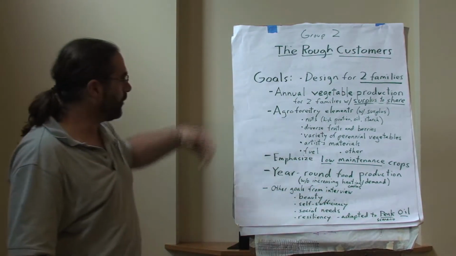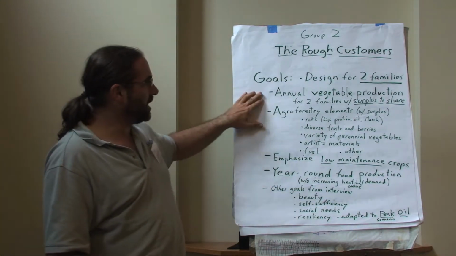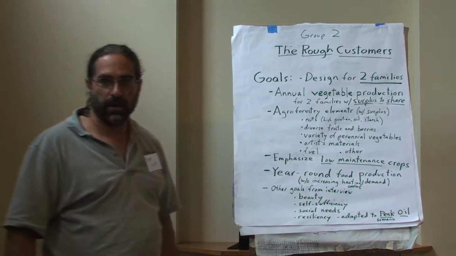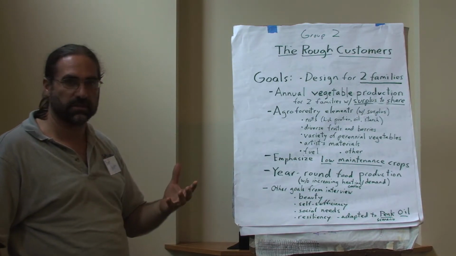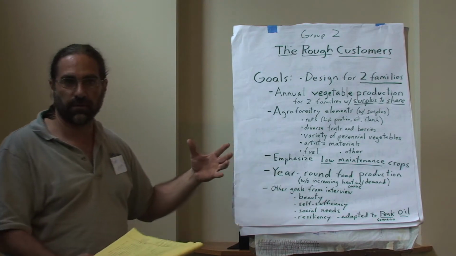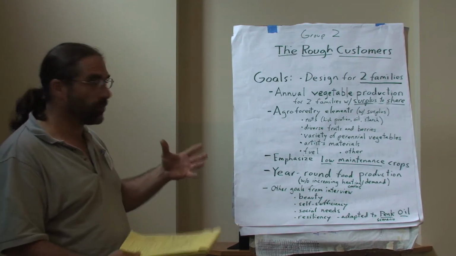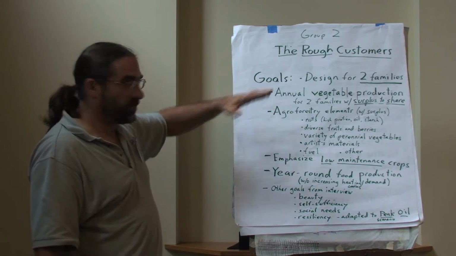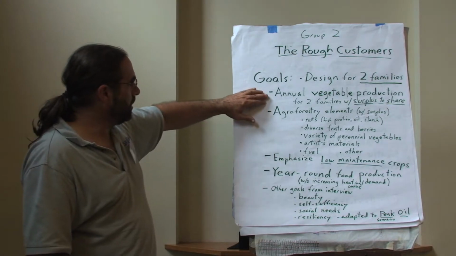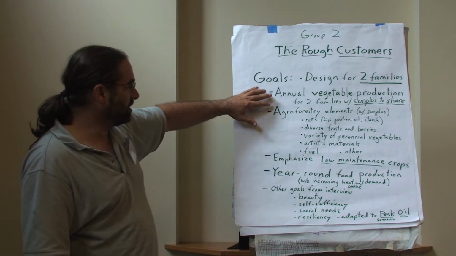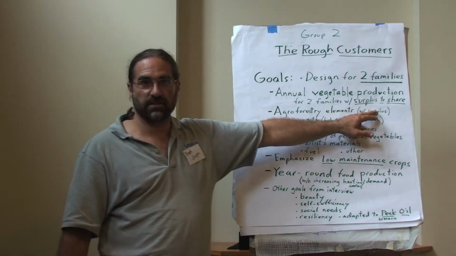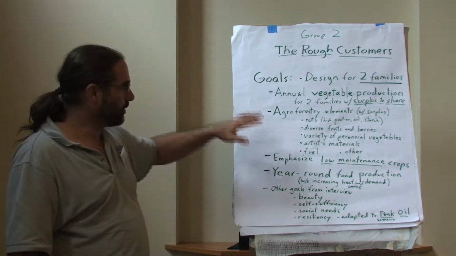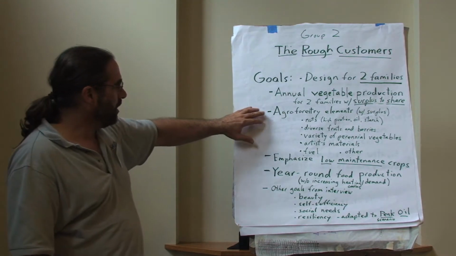Okay, our goals were to design for 2 families. Right now there's a single family on the site, but one of our working assumptions is, how would the site look if it was designed to accommodate room for 2 families with certain criteria, that it would include annual vegetable production sufficient to feed the 2 families and also have a surplus to share. So we're really designing for abundance.